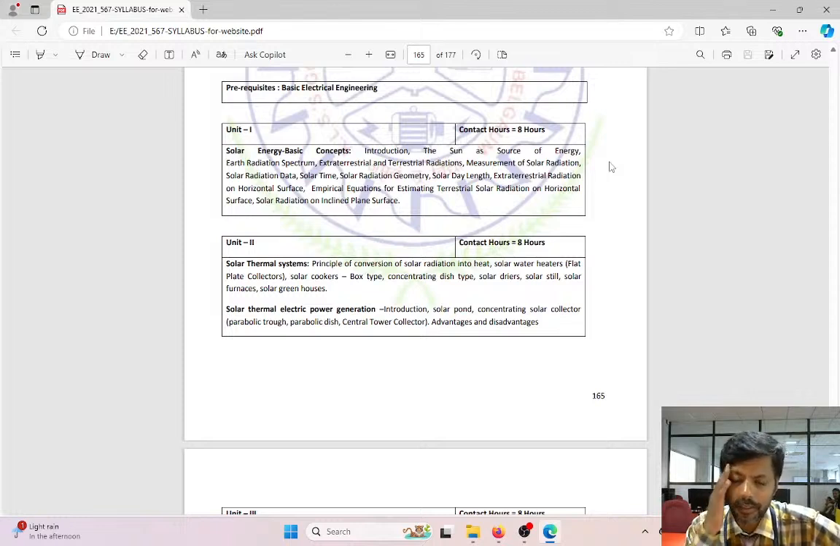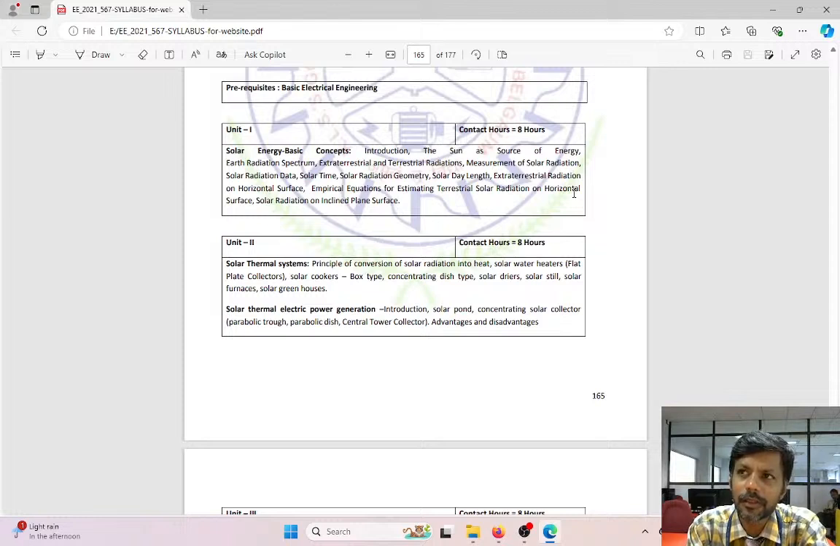The duration of the first unit is 8 hours. In the second unit we are going to discuss solar thermal systems and solar thermal electric power generation. That means the thermal applications, where whatever solar heat is there will be converted into thermal energy, and that thermal energy will be used for applications. The best examples of solar thermal systems are the solar cooker and solar water heaters, where from the solar energy we are extracting thermal energy.